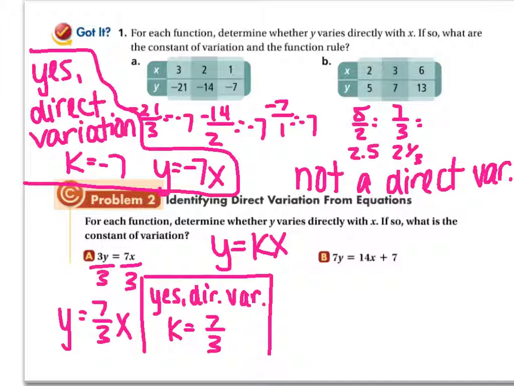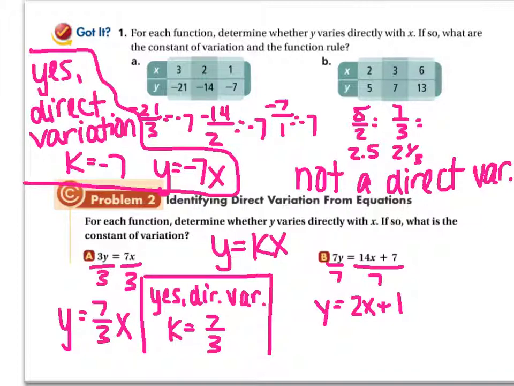For example B, in order to get y by itself, we're going to divide both sides by 7. Remember, both terms on the right side get divided by 7, so we get y equals 2x plus 1. Where'd you get the 1? Yeah, you have to divide the 14x by 7 and 7 by 7.